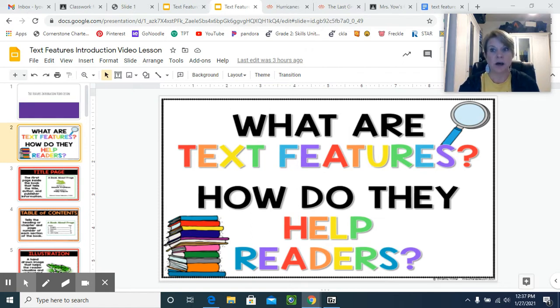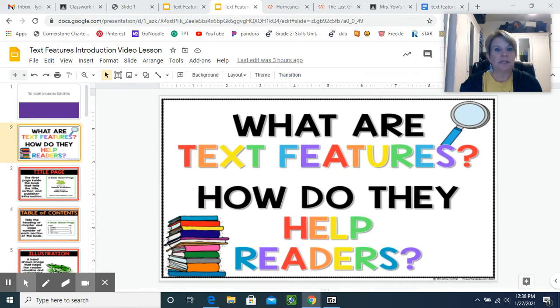So let's remember nonfiction means that it is real. So if you read a nonfiction book, you're reading it to learn things and you're reading real information. So text features will help us to understand information and different things that you will see in a nonfiction text. They'll help us to understand it better.